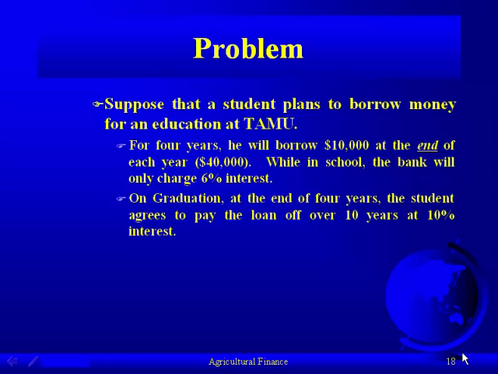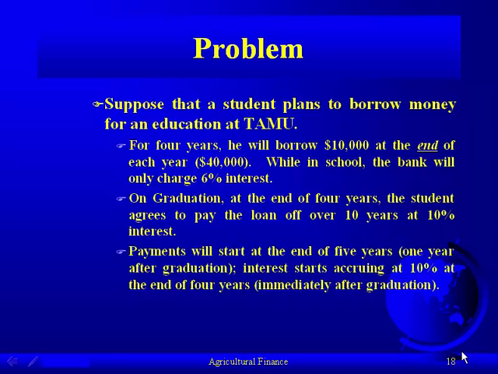It's only after you graduate that you have to worry about it. And it's very convenient because sometimes students borrow that money without ever thinking about the fact that you might have to pay it off. So we're going to look at it now. We're going to assume that the payments are going to start at the end of 5 years, 1 year after graduation, but interest starts accruing at 10% at the end of 4 years, immediately after graduation.